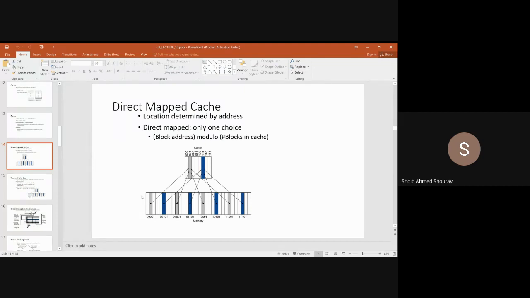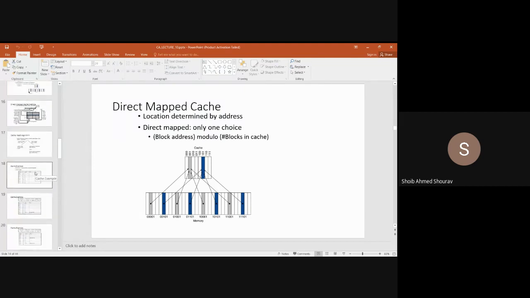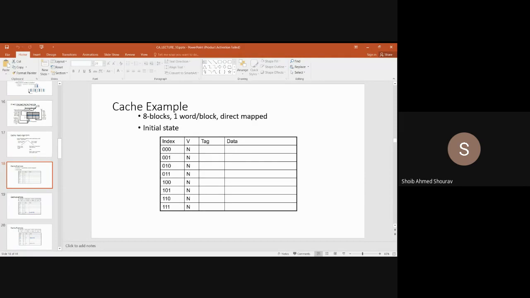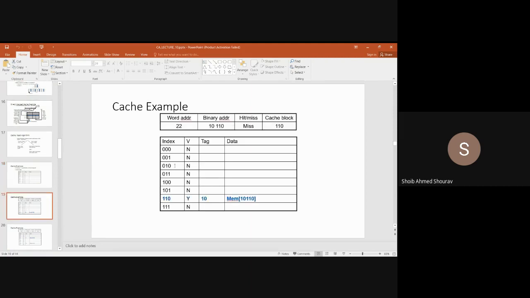With this direct map technique, we have seen the mathematics as well, where it was 8 blocks and 1 word per block. If there is some block which is missing, we have to copy that onto the memory. The valid bit will be set. We store the tag in here as well as the data. So we have to find out, for a requested word, whether it is a hit or miss, in which block it is going to go, and update that block.